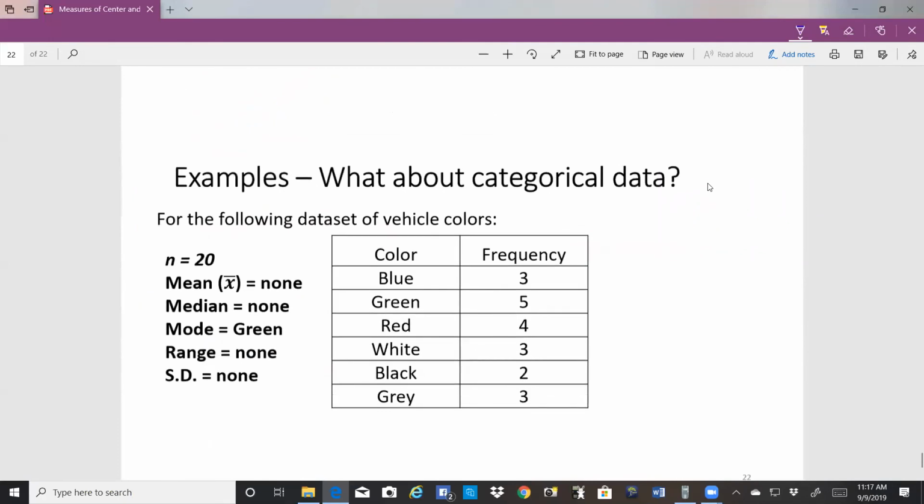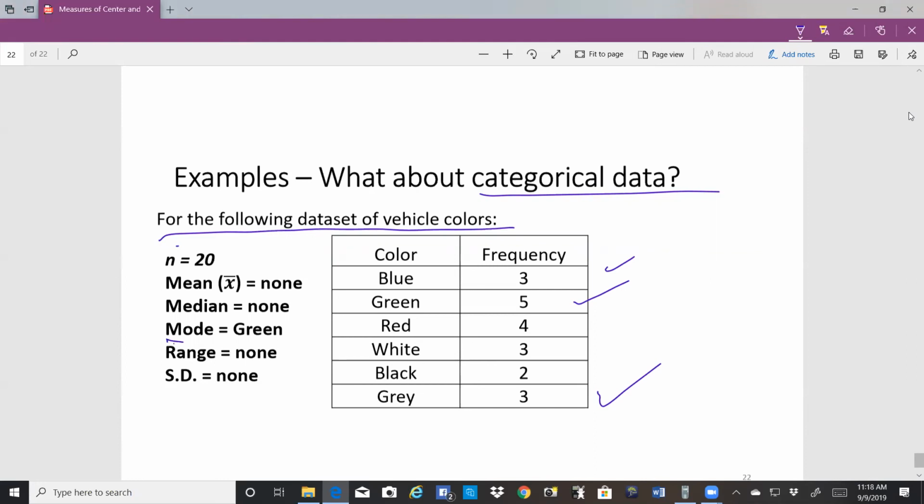Now, the last item we're going to cover is to look at how do we treat categorical data. Suppose we had the following data set of vehicle colors. We had 3 blue ones, 5 green ones, 3 gray ones, and so forth and so on. Notice there is no mean for the color. There's no median for the color.